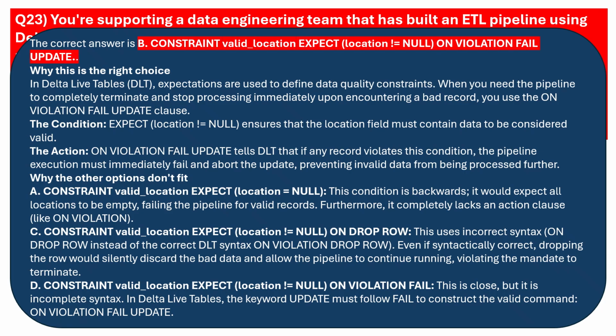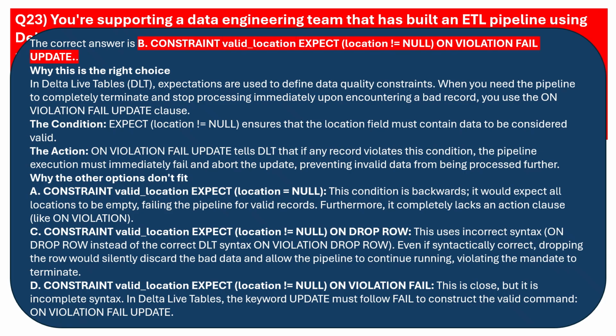C. Constraint valid underscore location expect location equals null on drop row. This uses incorrect syntax, on drop row, instead of the correct DLT syntax, on violation drop row. Even if syntactically correct, dropping the row would silently discard the bad data and allow the pipeline to continue running, violating the mandate to terminate.